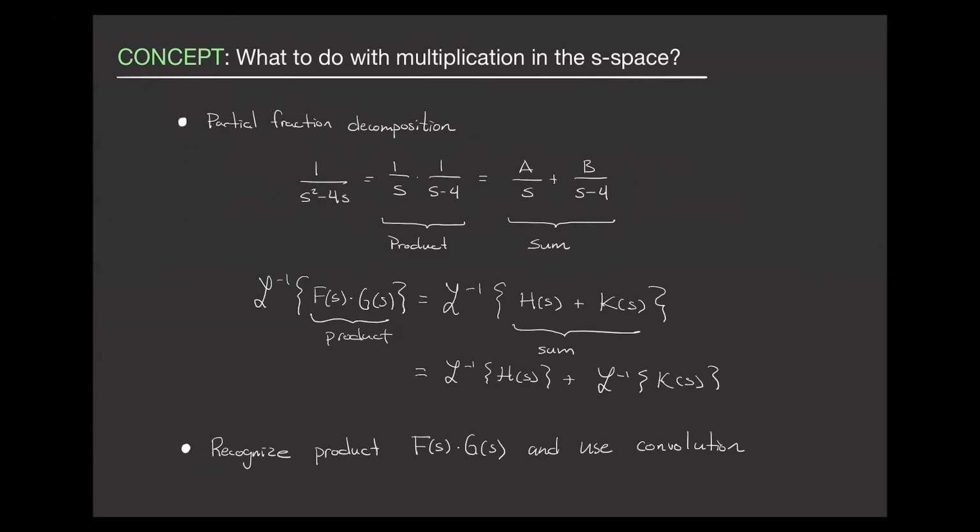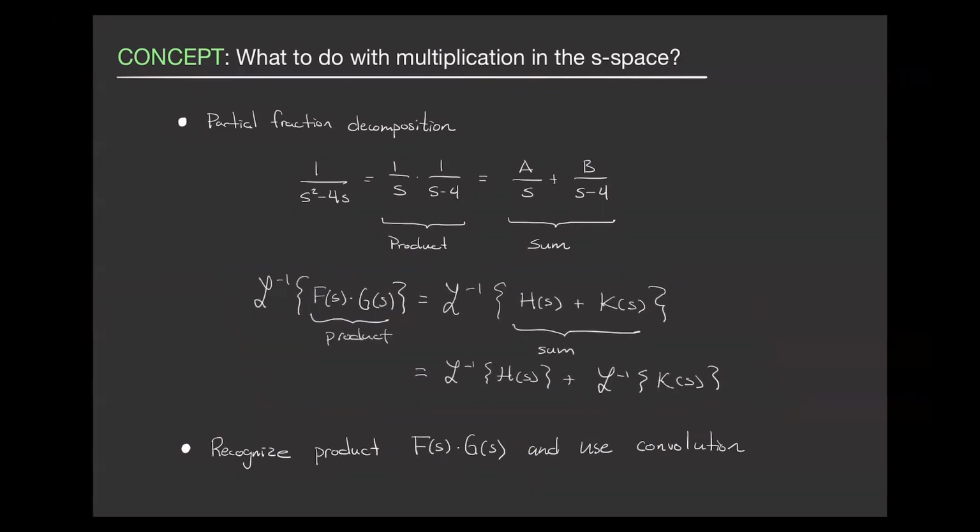So we started with, let's say, the inverse Laplace transform of a product, and now we have a sum of two inverse Laplace transforms, where presumably we know how to find each one. So converting from product to sum is what partial fraction decomposition allows us to do. But you can also recognize a product in the s space of F and G, and then use this thing we're going to look at, which is called convolution. This is an alternative way to go through this process.